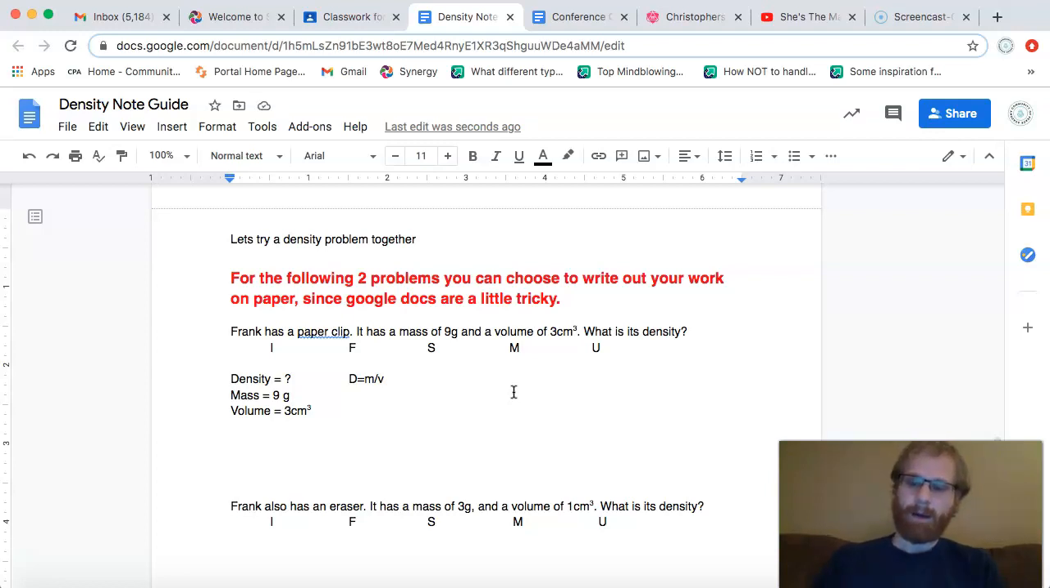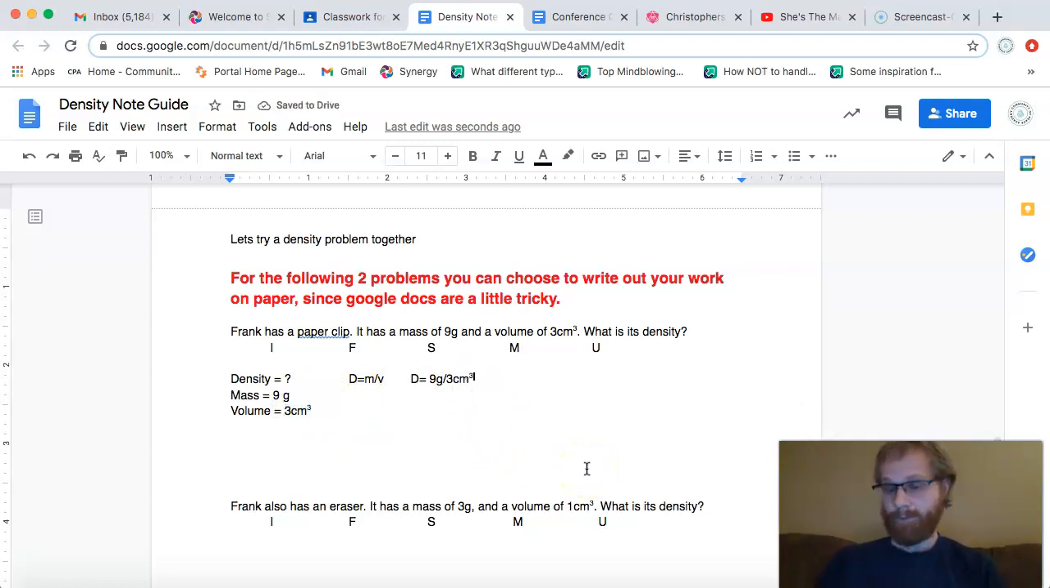At this point, I'd like you to just pause the video for a minute and think, what do we need to plug into this equation in order to find the density? Where should the numbers go? What do you think it should look like? Let's see if you're right. So, density equals mass, which is 9 grams, divided by the volume, which is 3 cubic centimeters.